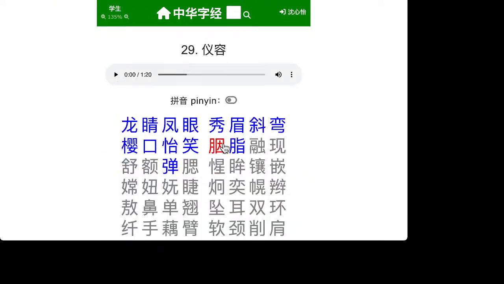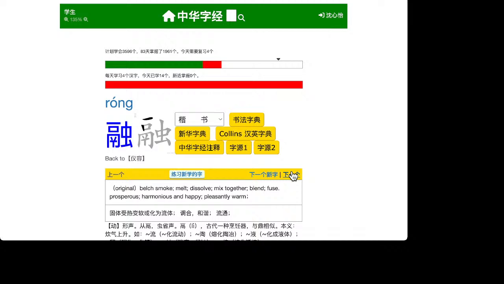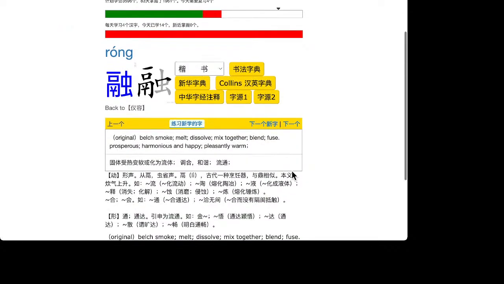So that's blush. That was oil-based, I guess. And now, 胭脂溶. 溶 originally referred to a belch of smoke, and then it came to mean melting or dissolving, mixing together, blending, fusing. And then from that meaning you get the meaning of harmonious and happy or pleasantly warm, prosperous. So things that blend together harmoniously, nice and warm and smooth and blended.